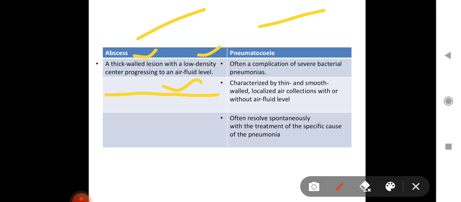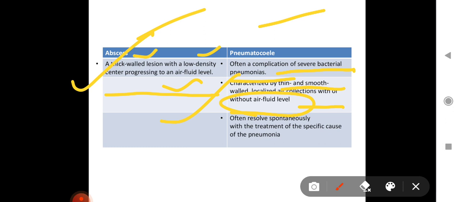While what is a pneumatocele? Often a complication of severe bacterial pneumonia. The patient presents with pneumonia and later develops pneumatocele, characterized by a thin and smooth walled localized collection with or without an air fluid level. So this is the differentiating point between abscess and pneumatocele.